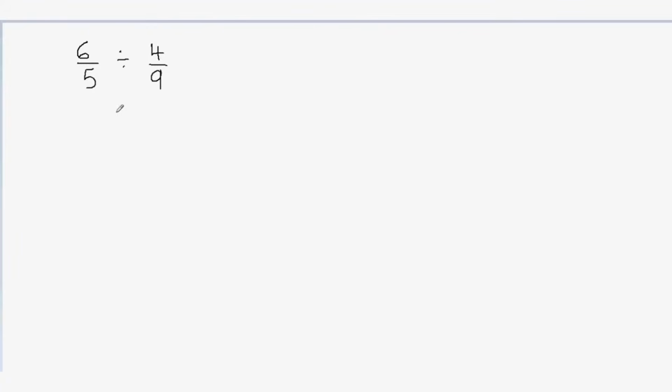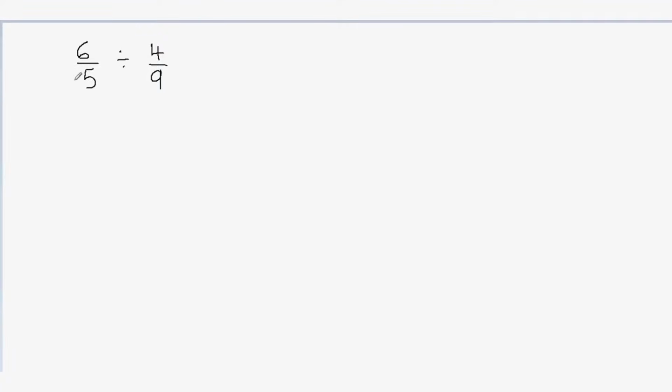The first one is, first of all, we're going to convert this division problem into a multiplication problem. Then we're going to flip the second fraction, and then at the end, we're going to multiply the numerators and the denominators and simplify the fraction.